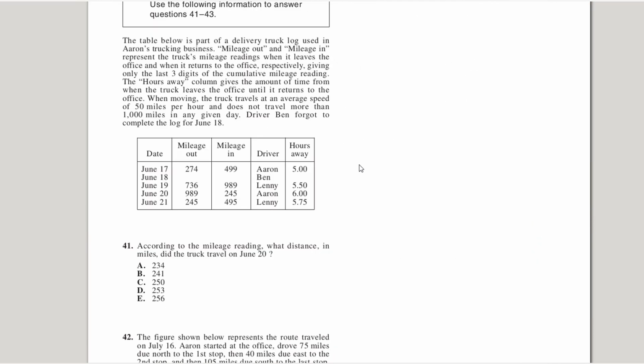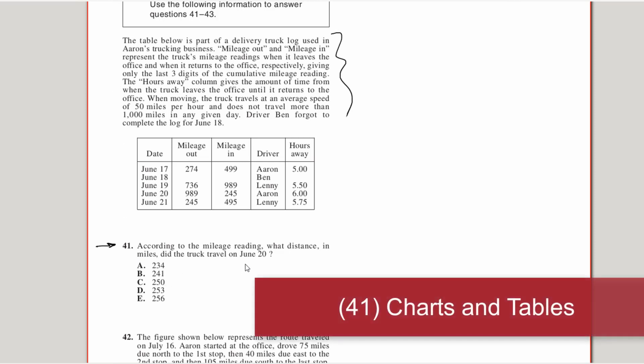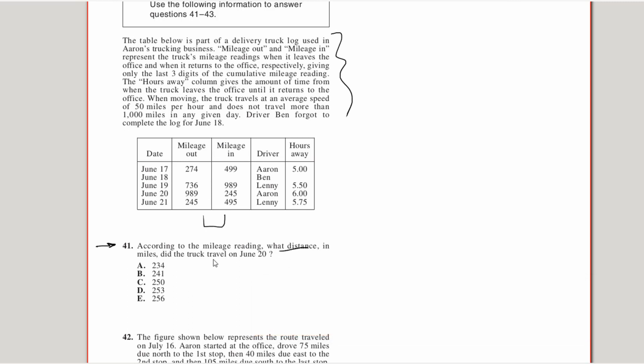Questions 41 through 43 are going to make use of the information in this paragraph and this chart. A lot of times when I'm beginning a question like this, I almost go on down to the question and read it and see what information I need. So let's look at the question. It says, according to the mileage reading, so we're talking about some mileage in this chart, what distance in miles did the truck travel on June 20th?